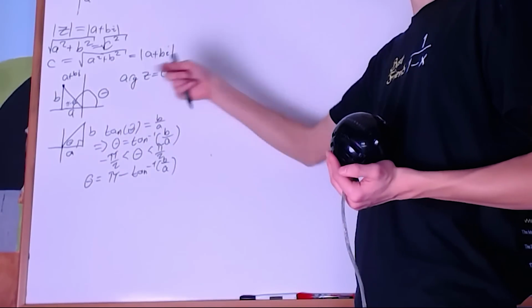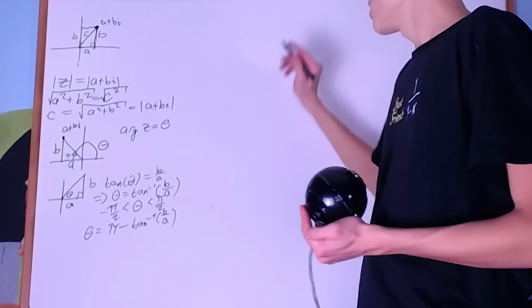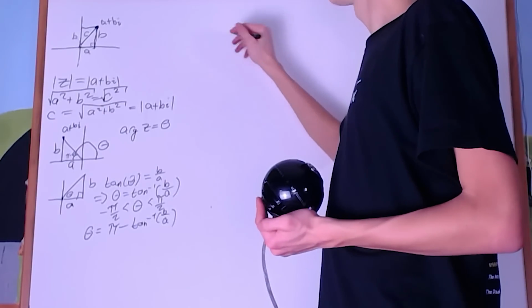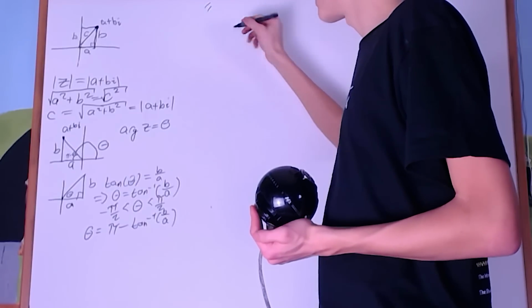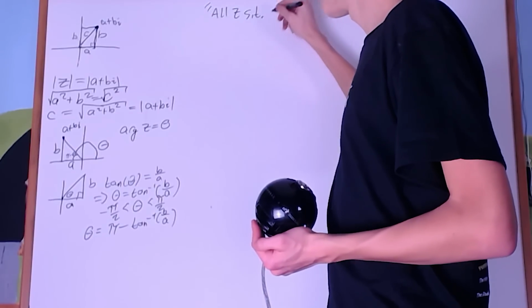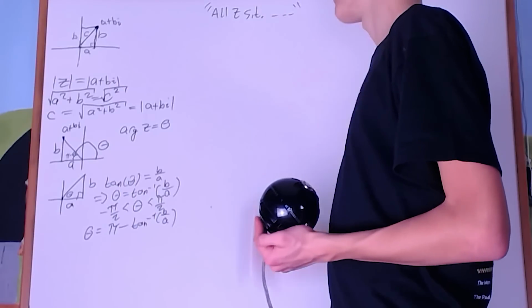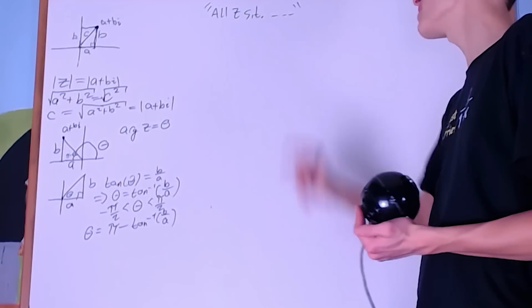So the argument is the angle, the magnitude is the distance. Now let's talk about complex loci. There are two ways to write complex loci. You could say all z such that, and then write out whatever your condition is. And s.t. just abbreviates such that.